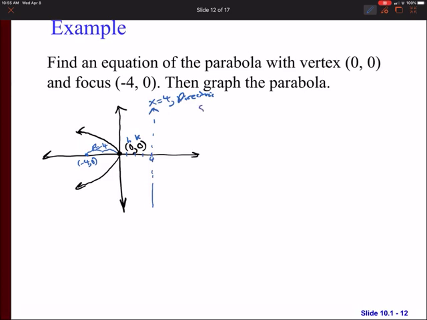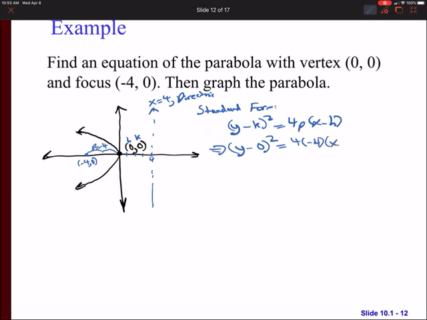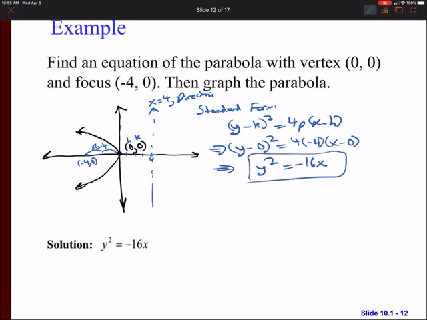So again, our standard form. We're looking at a parabola that opens to the left, right? And with that said, we have y minus k squared equal to 4p times x minus h. All parabolas that open right or left have a y squared term as the squared term. So y minus 0, y according to the vertex, equals 4 times p, -4, times x minus h, which is x minus 0. So simplifying, we get y squared equal to -16x. So there's our standard form equation.